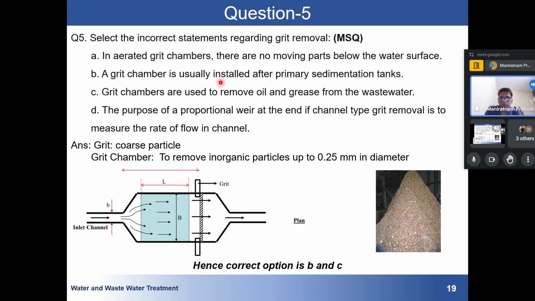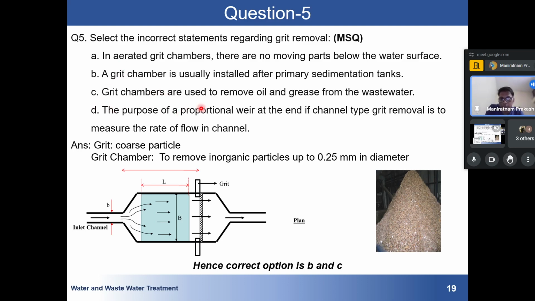A grit chamber is usually installed after the primary sedimentation tank. No, we install it before the sedimentation tank because we don't want any burden on our primary sedimentation tank. The primary sedimentation tank has another function, that is to remove finer suspended particles. So this statement is false, hence this will be one of our answers.